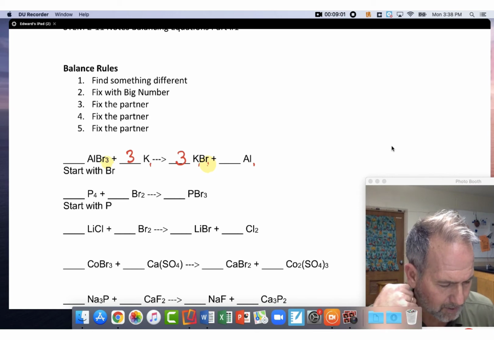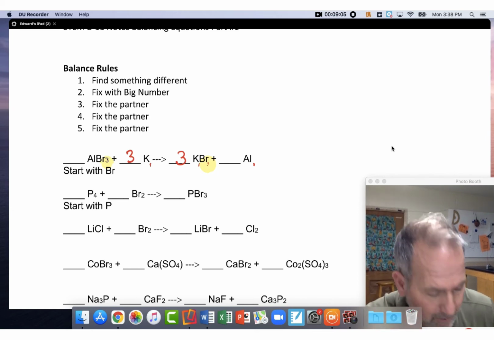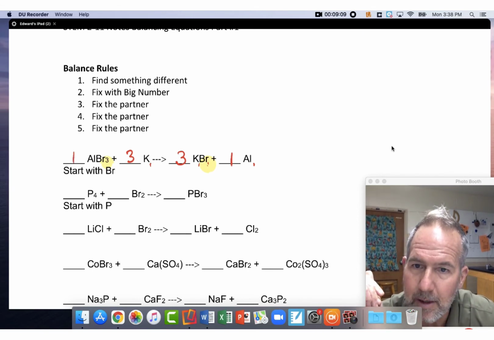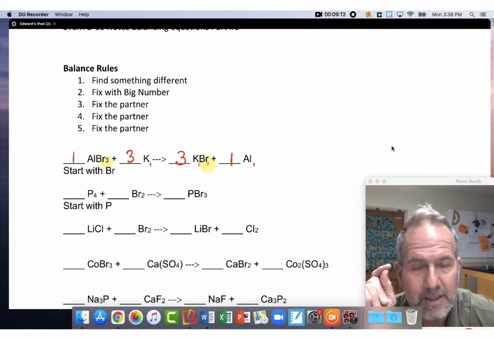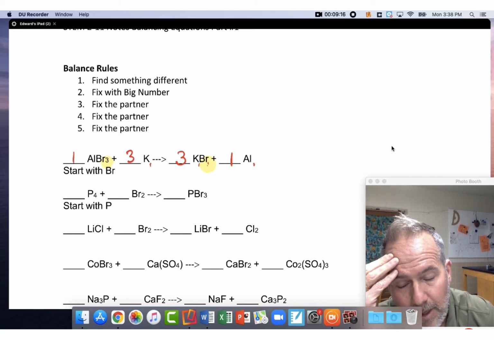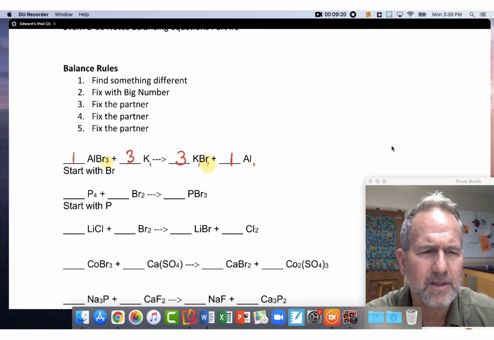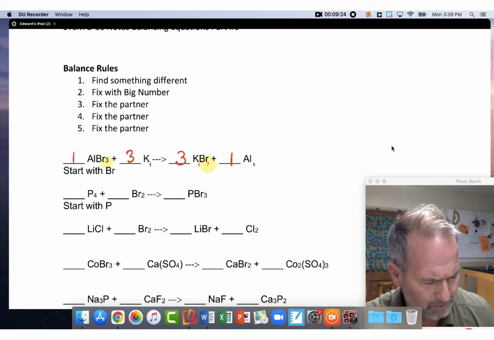Let's go back here and look at these aluminums. I have 1 aluminum on the right. I have 1 aluminum on the left. Bing, bang, boom. I'm done with that. Okay? See how that works? It's kind of tricky. It takes time. Okay, this time we're going to start with the P. I put where to start. I'm going to mark where to start on these because half the battle is knowing where to start.